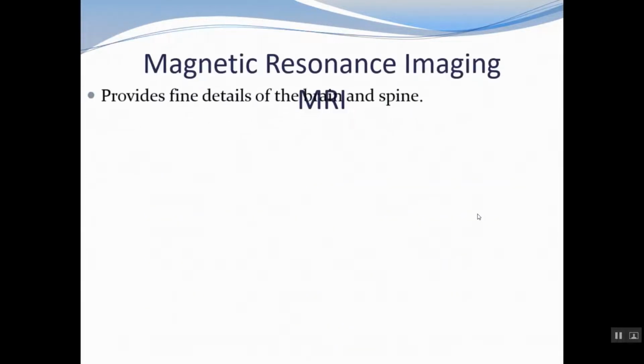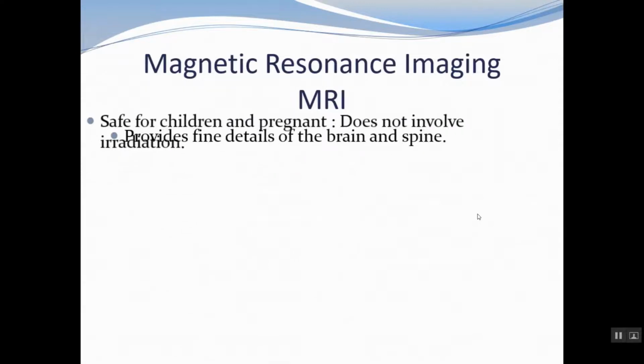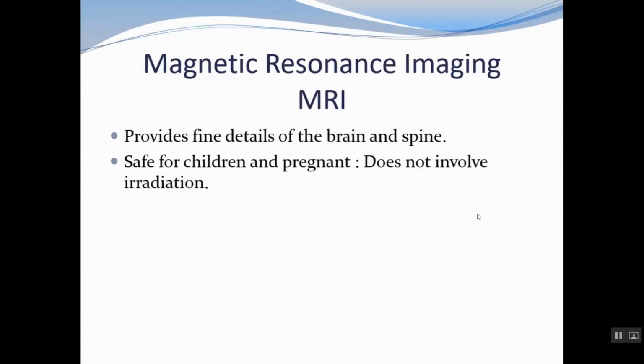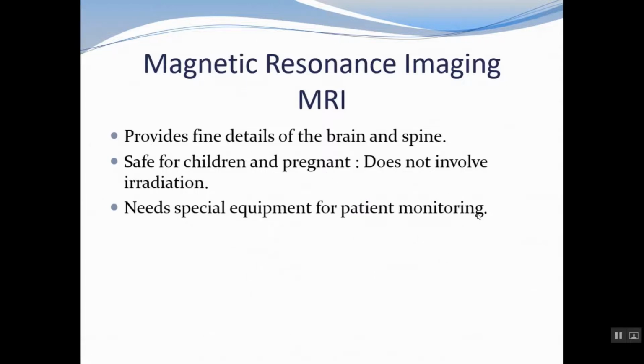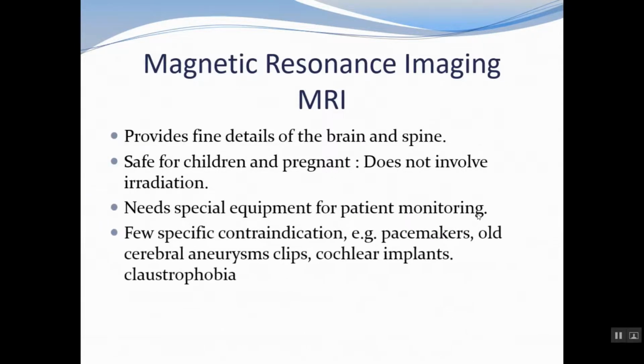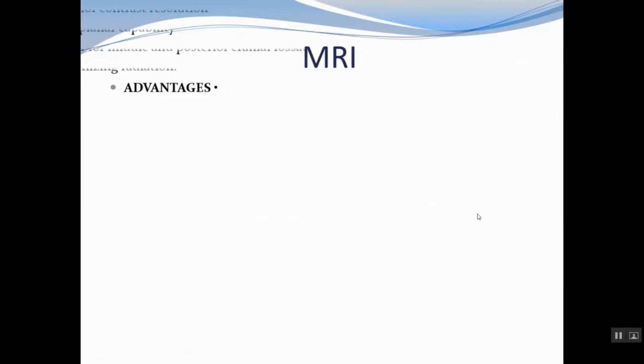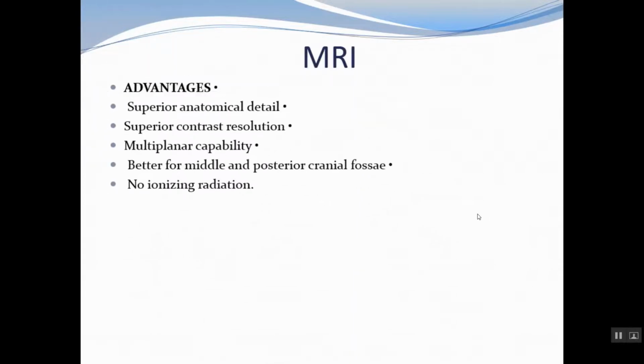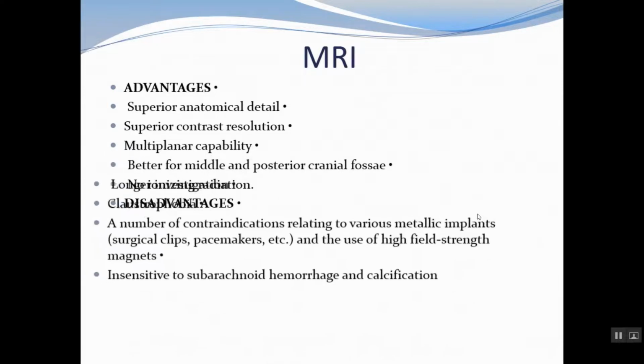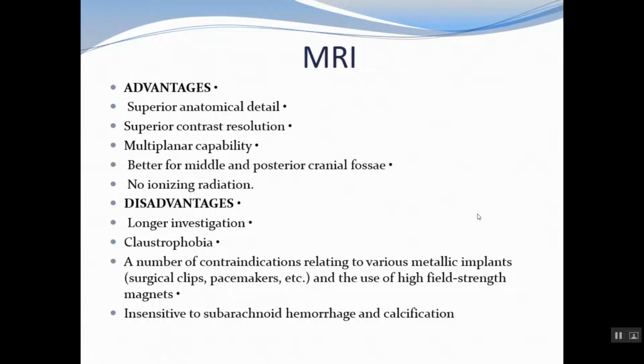The magnetic resonance image provides fine details of the brain and the spine, is safe for children and pregnant women, and does not involve irradiation. It needs special equipment for patient monitoring, and has a few specific contraindications like pacemakers, cerebral aneurysm clips, and cochlear implants. The MRI advantages include the following: superb anatomical details, superb contrast resolution, multiplanar capability, better for the middle and posterior cranial fossa, and no ionizing radiation used. The disadvantages include long examination time, claustrophobia, a number of contraindications related to the various metallic implants, and it is insensitive to subarachnoid hemorrhage and calcification.